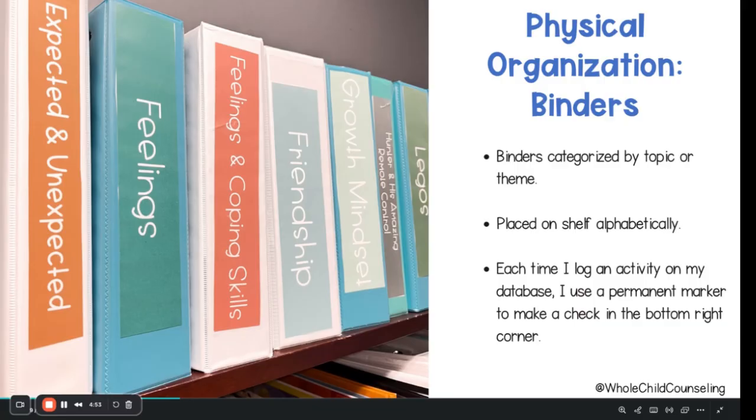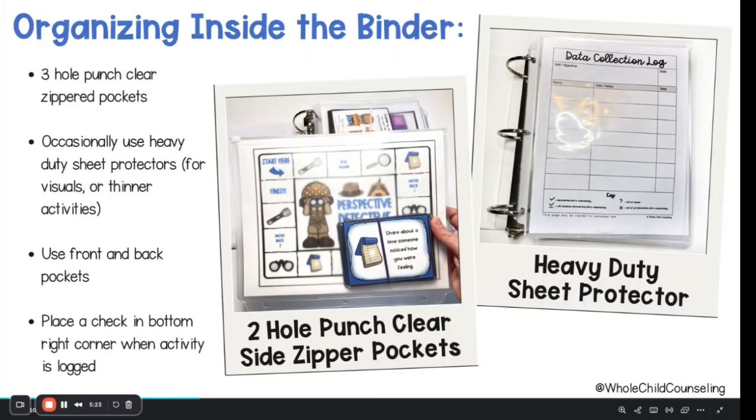And every time I log them into my SEL database, which is my digital database, I use a little permanent marker to make a check in the bottom right corner so I know that the things in these binders were logged. I did this years ago, and it took a long time, but I'm so glad that I did it, because when I need something and I'm like, oh, what was that resource? I just use my little digital searchable inventory database and I look it up on there and it tells me exactly what binder it's in.